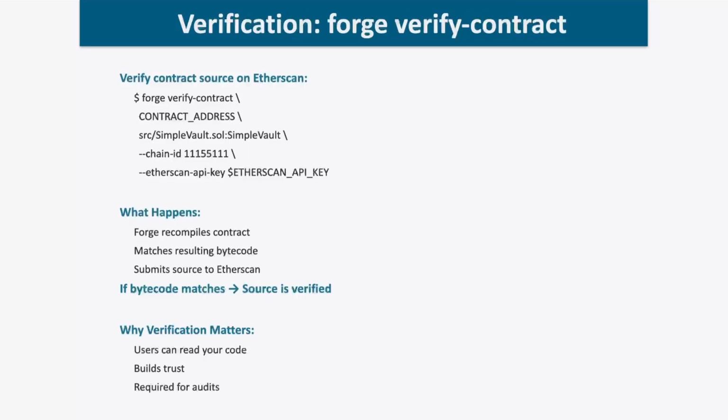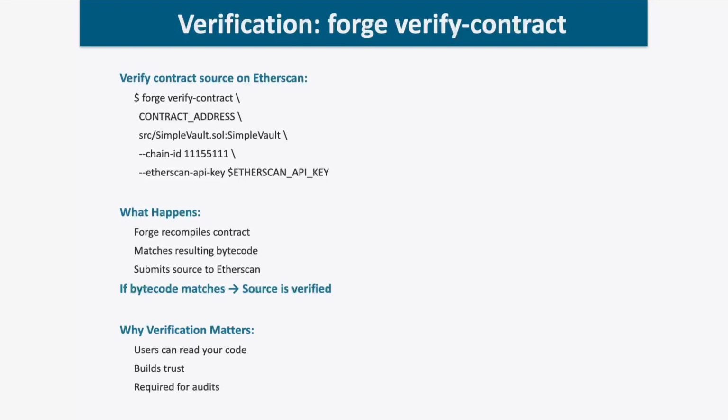Your contract is deployed, but the world can't see your code. Verification solves this. Verification uploads your source code to Etherscan or another block explorer in a cryptographically proven way. Here's how it works. You provide your source code. Etherscan recompiles it using your exact compiler settings. If the recompiled bytecode matches the bytecode on-chain, verification succeeds. Your source is now publicly visible.